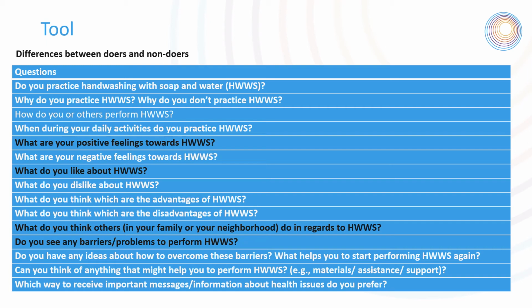This has been the tool that we applied, and the items written in black letters were the items where we found differences between doers and non-doers. For example, we found differences for the items: what are your positive feelings toward handwashing with soap and water? What do you like about handwashing with soap and water? What do you think others in your family or your neighborhood do in regards to handwashing with soap and water? And do you see any barriers or problems to perform handwashing with soap and water?